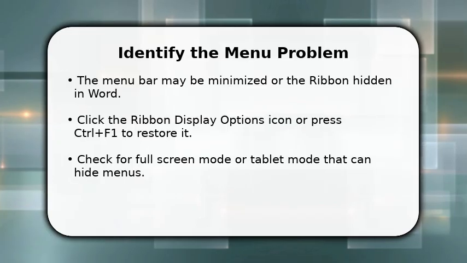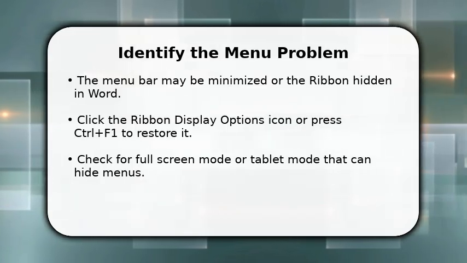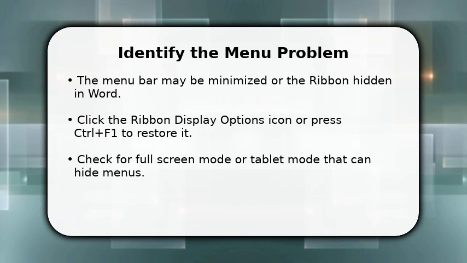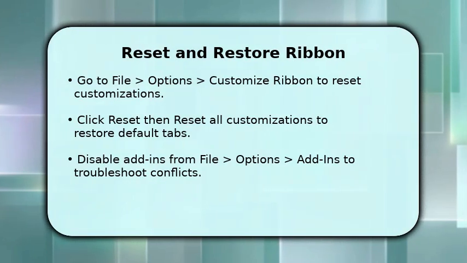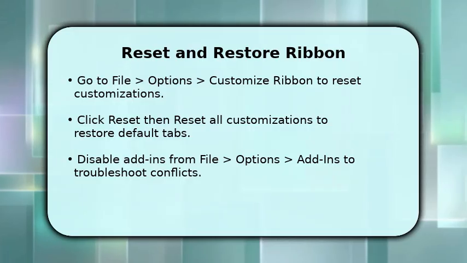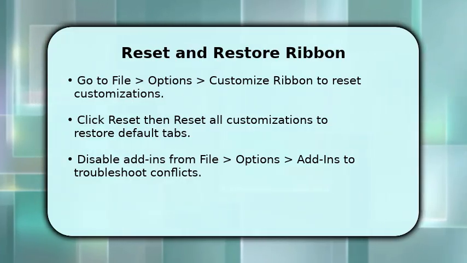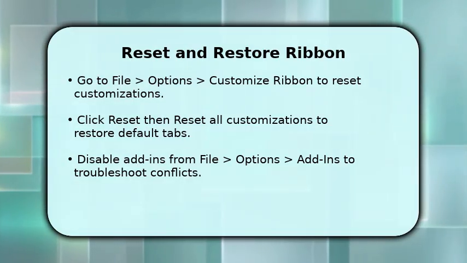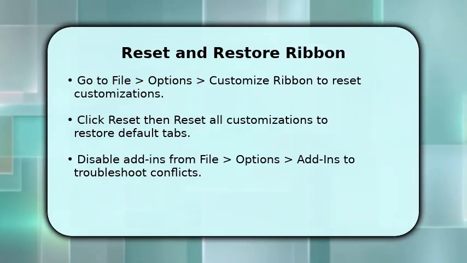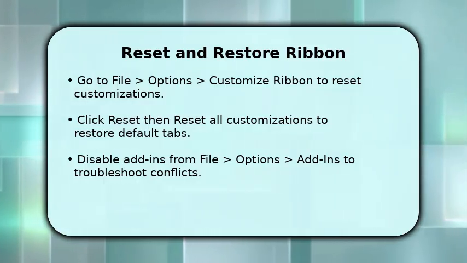Also confirm that the quick access toolbar is not the only visible element. Open File, then Options, and choose Customize Ribbon to inspect settings. If tabs are missing, click Reset and choose Reset All Customizations to restore defaults. Use the Choose Commands list to add missing tabs back manually.